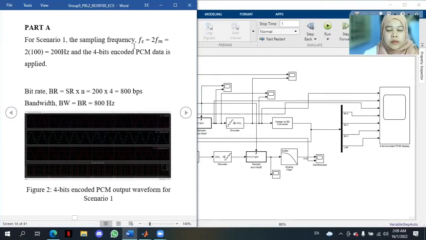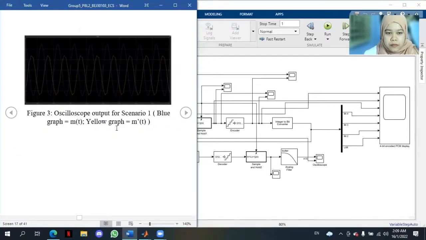So the sampling frequency is Fs equal to Fm equal to 2 times 100 equal to 200 Hz. And the bit rate is SR times 4. The value of SR is 200, so 200 times 4 equal to 800 bps. The bandwidth is equal to the bit rate, which is 800 Hz.